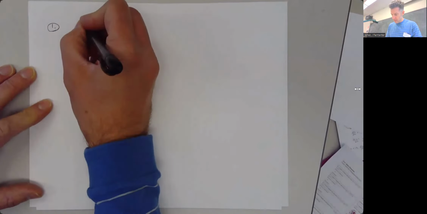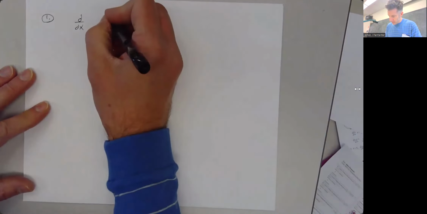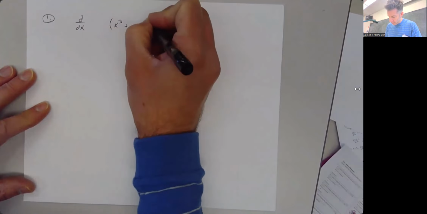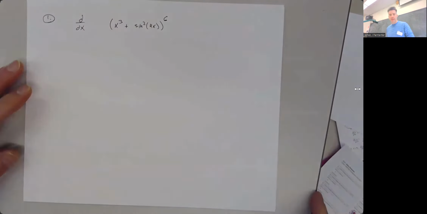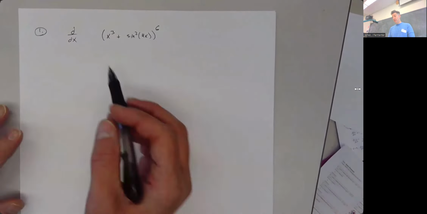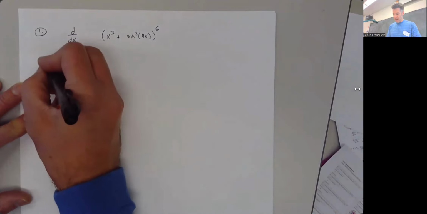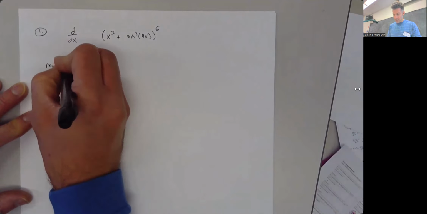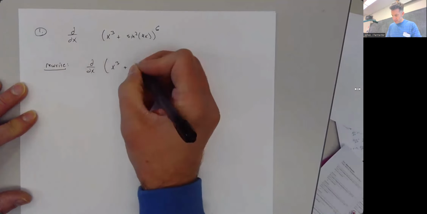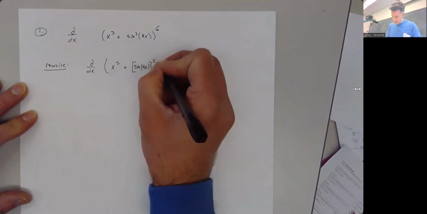So let's say we want to find the derivative of, let's get a little bit nasty here. Let's say we have something like x cubed plus sine squared of 4x to the 6th power. And I can't emphasize enough, when I'm differentiating something and I have a power of a trig function, I really, really, really would rather rewrite it, before I take any derivatives, as the derivative of x cubed plus sine of 4x squared to the 6th power.